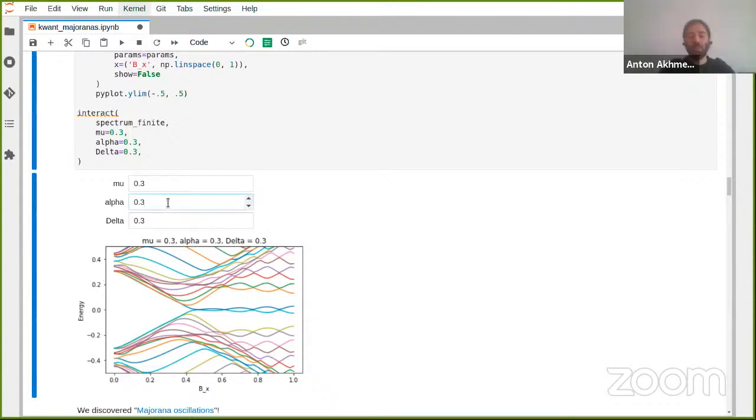Now, for example, let's check that everything behaves correctly. Here we see that as we increase the magnetic field, the superconducting gap closes. Once we increase it further, the gap reopens. However, there are two states sticking to zero that still keep on oscillating. There is a splitting, but it is much smaller than the superconducting gap.